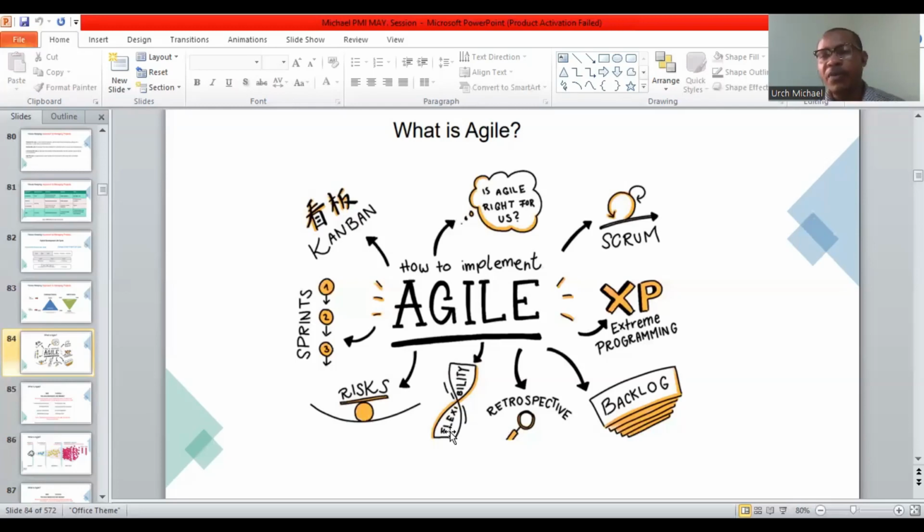So in Agile, it's more flexible. Changes can be made so easily. You can actually do a lot of things. People can come up with ideas, and you adopt the ideas if it works very well for the organization. Okay, so then also risk.